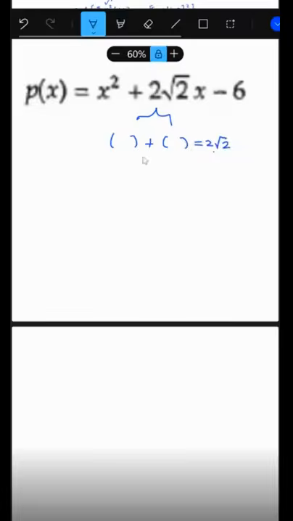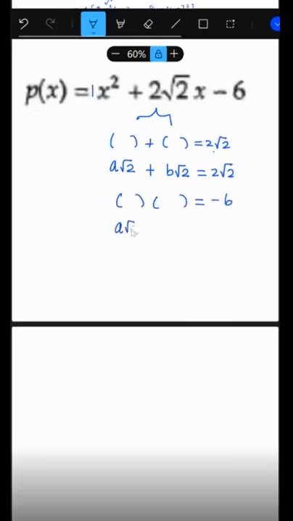Now clearly these two numbers are going to be like terms and they're also going to contain a term root 2 in both of them. So I'm going to assume these two terms as a root 2 plus b root 2, that is equal to 2 root 2. Now the product of the same two numbers would be equal to 1 into minus 6.